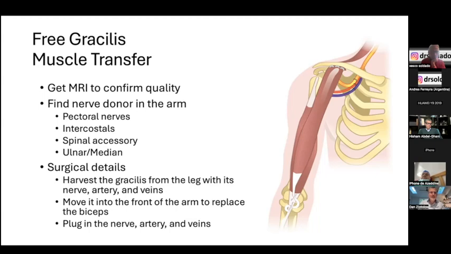I like the pectoral nerves, either lateral or medial, as my preference because they're so easy to use for this particular transfer. Intercostals work quite well. Spinal accessory is a harder reach. And if you have a good hand, consider doing an Oberlin type procedure. Again, surgical details are as you would expect. You harvest, you move it, and then you plug it into the nerve, artery, and veins.